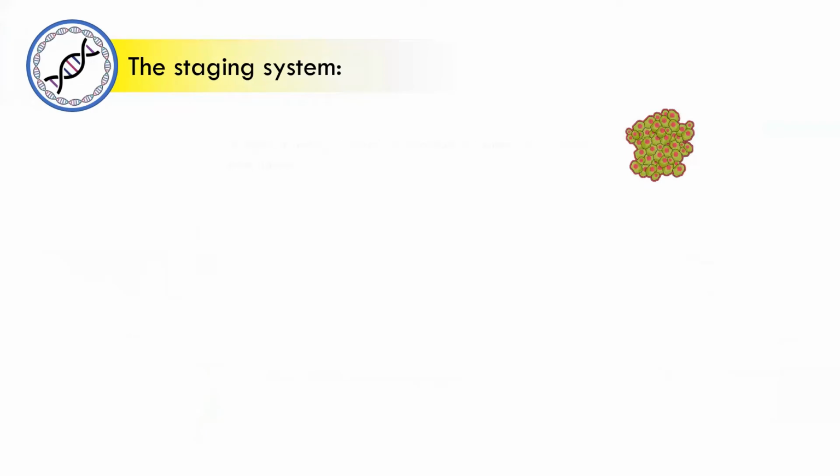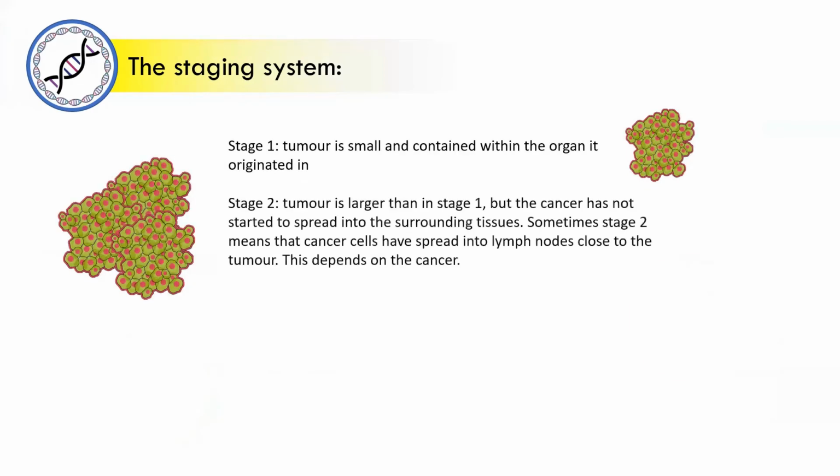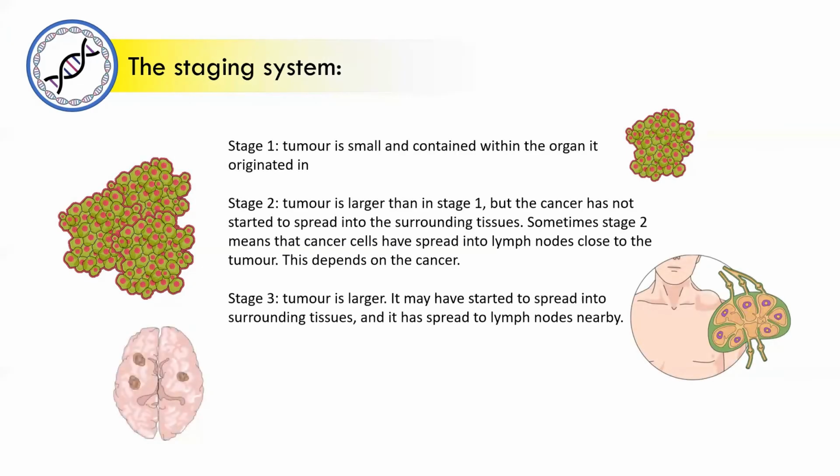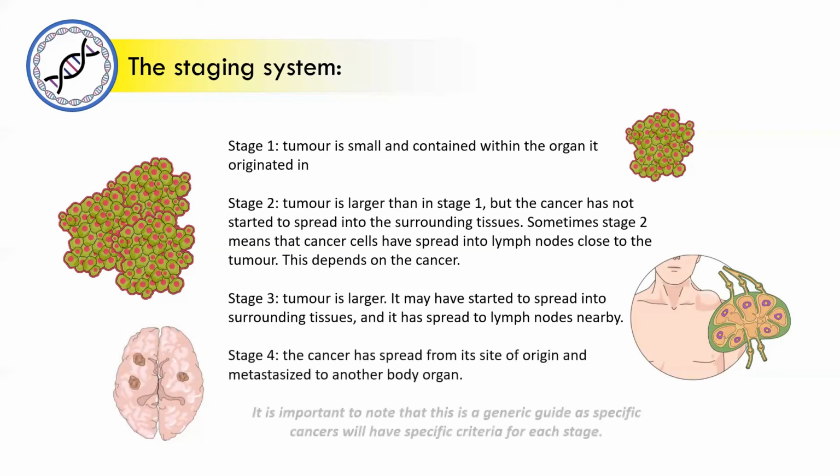The number staging system. The number system uses the TNM system and divides cancer into separate stages. These stages vary with the type of cancer, but there are typically four, 1 to 4, that may be split into substages labeled with a letter A, B, or C. Each stage increases in severity as the number increases, and they typically follow the trend.